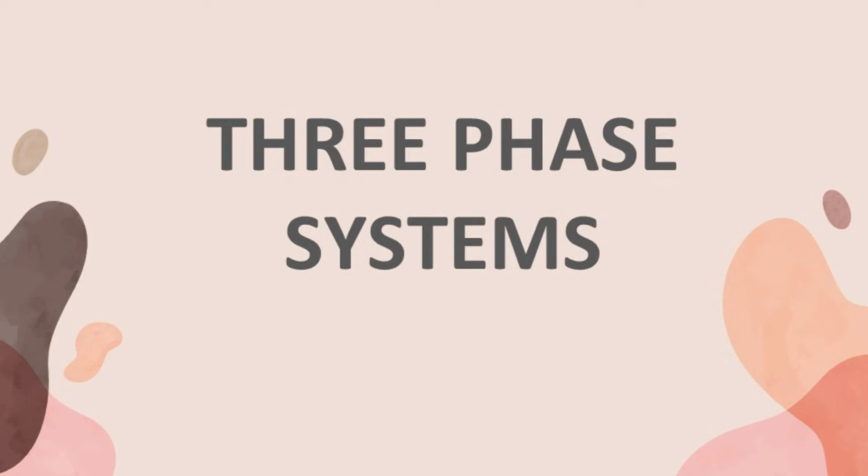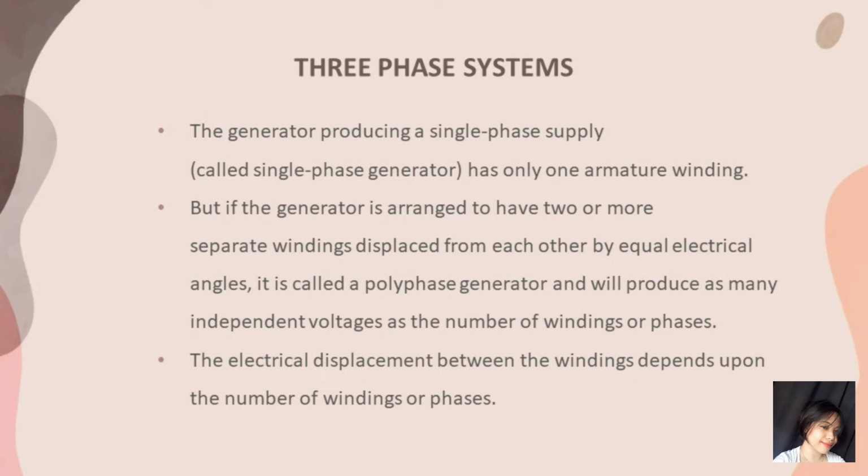Hello, this is Angelica Mayam Reyes and I'll be discussing the three-phase system. According to our module, the generator producing a single-phase supply, called a single-phase generator, has only one armature winding. But if the generator is arranged to have two or more separate windings displaced from each other by equal electrical angles, it is called a polyphase generator and will produce as many independent voltages as the number of windings or phases. The electrical displacement between the windings depends upon the number of winding phases.